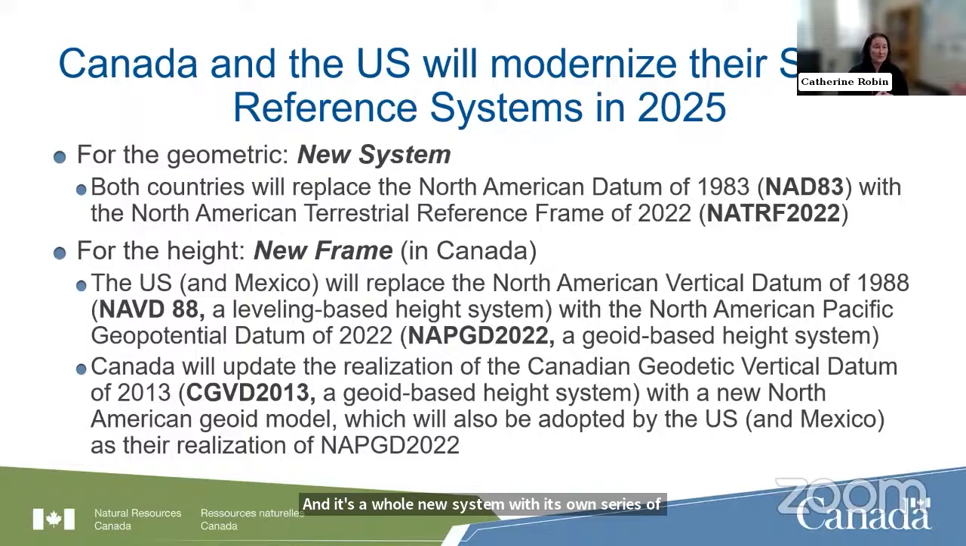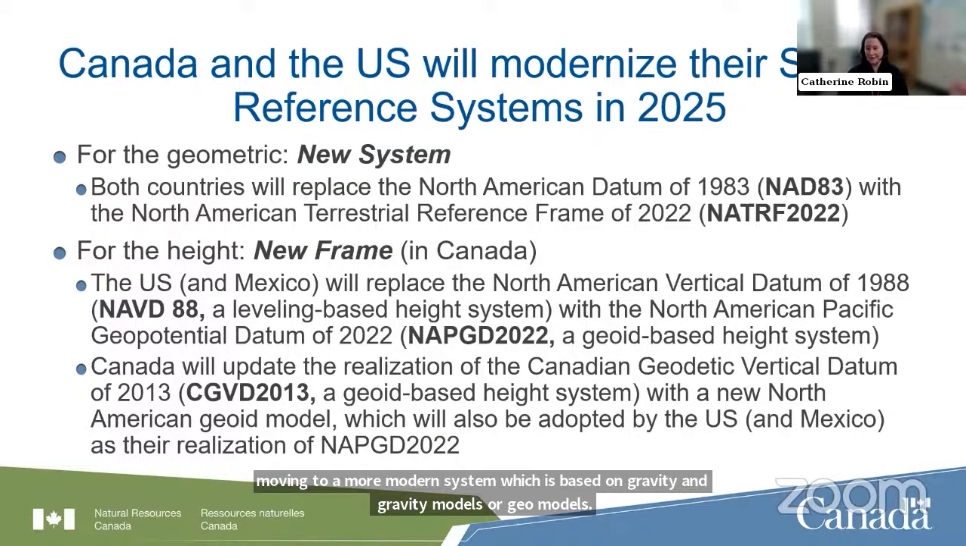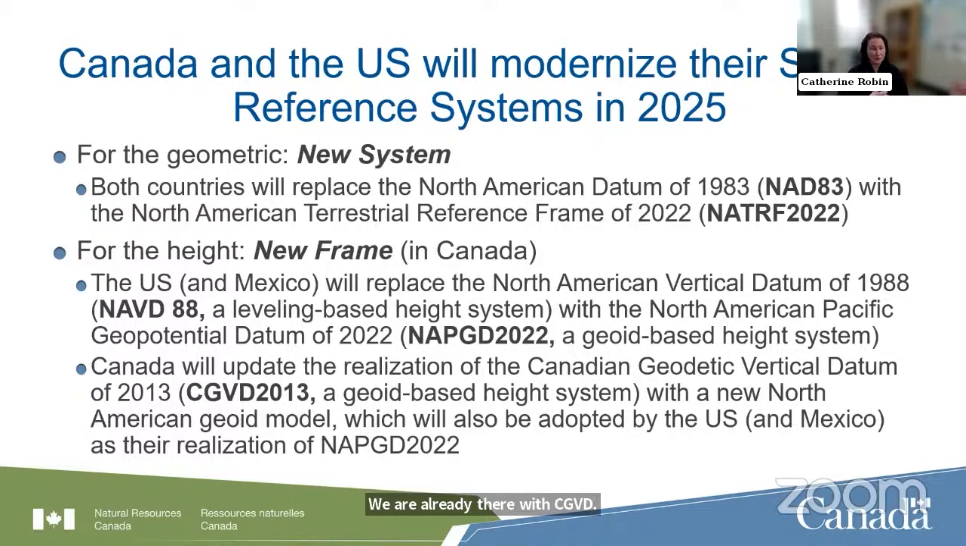For the height side, so heights above mean sea level, we are not going to a whole new system. We are in Canada just adopting a new realization of the system. So it's a new frame. In the US and Mexico, they are still operating on NAVD88, which is a leveling based frame, like we had for CGVD28. And they're replacing it with the North American-Pacific Geopotential Datum of 2022, NAPGD2022, which is moving to a more modern system, which is based on gravity and gravity models or geoid models. We are already there with CGVD2013. And so all we need is a new frame.